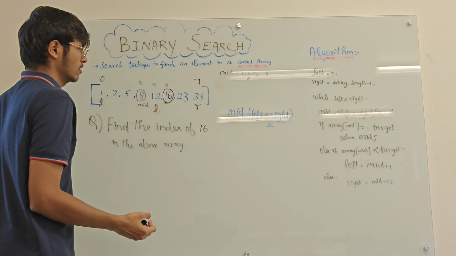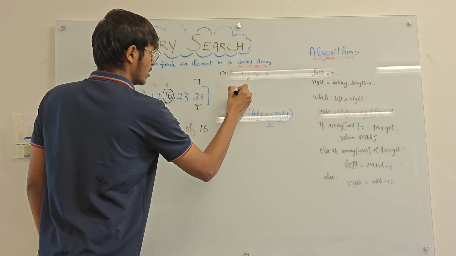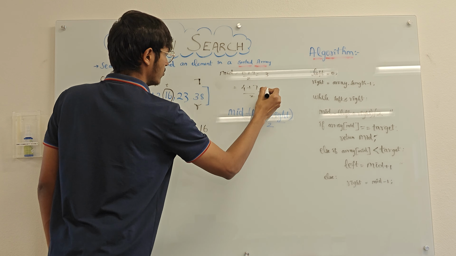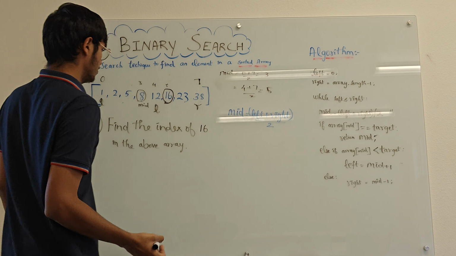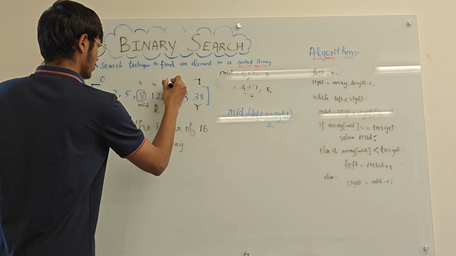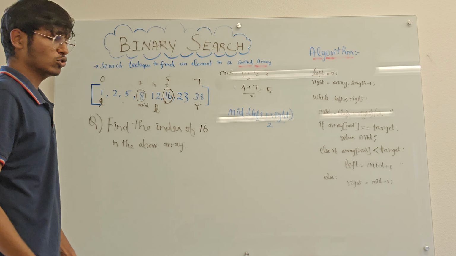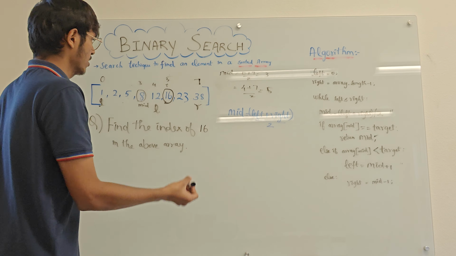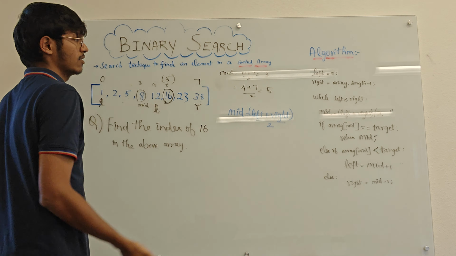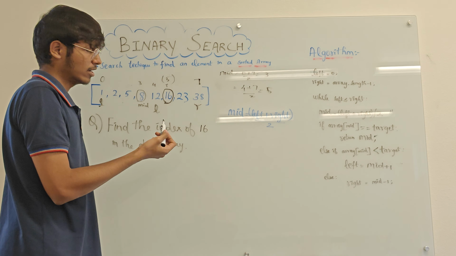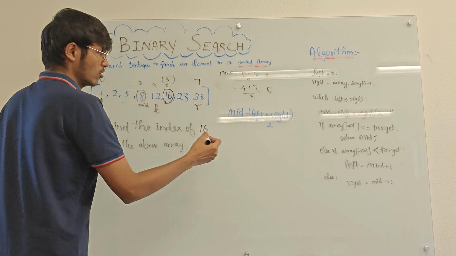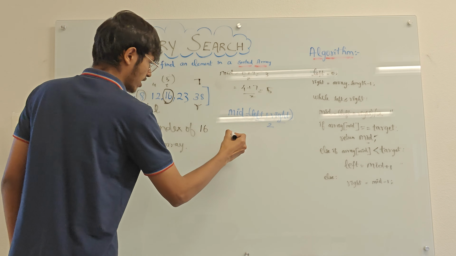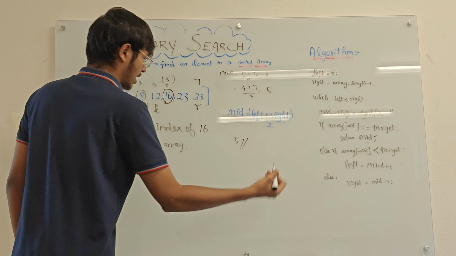Now our mid will be 4 plus 7 divided by 2, which is 5. The element at index 5 is 16. So we run the algorithm again and check if array of mid is equal to the target. In this case, yes, it is equal to the target, which is 16. So we return the index of the target, which is 5. So 5 will be our answer.